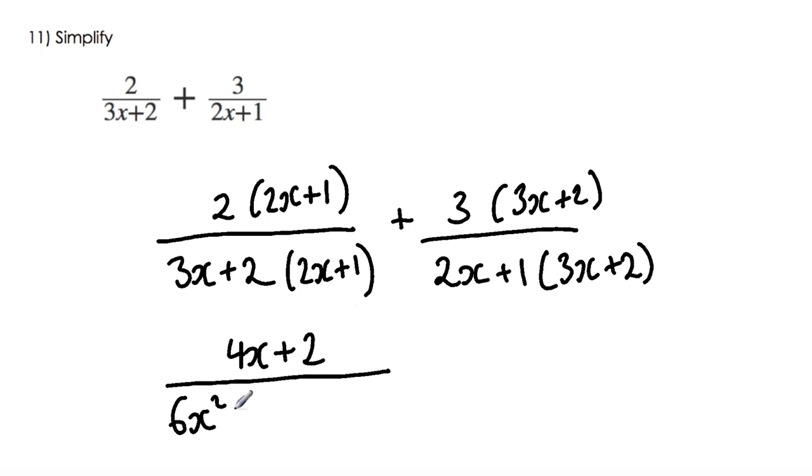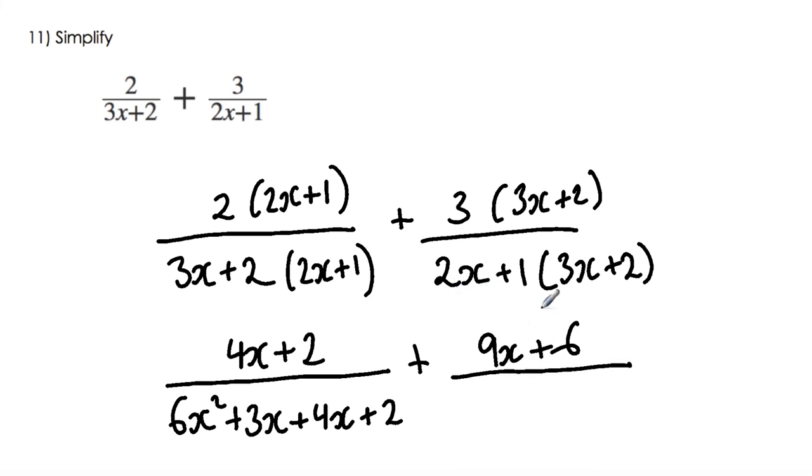3x times 1, which is 3x. 2 times 2x, which is 4x. And 2 times 1, which is 2. Plus 3 times 3x, which is 9x. 3 times 2, which is 6. Over 2x times 3x, which is 6x squared. 2x times 2, which is 4x. 1 times 3x, which is 3x. 1 times 2, which is 2.